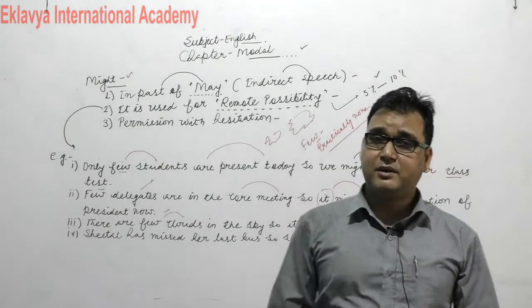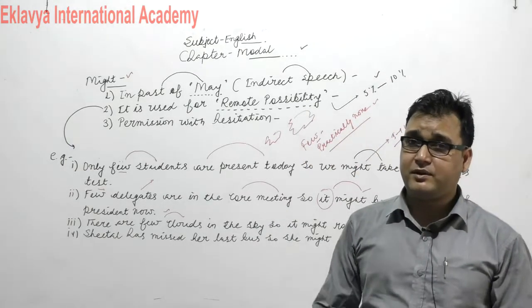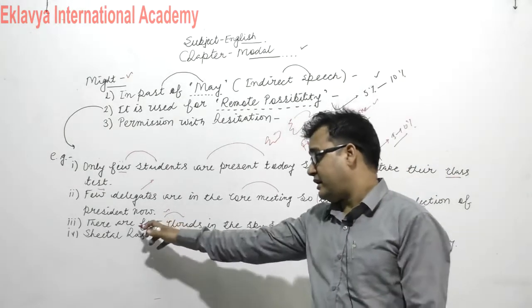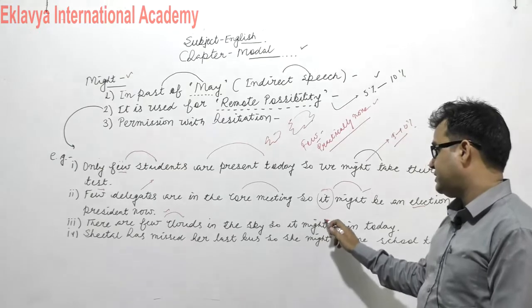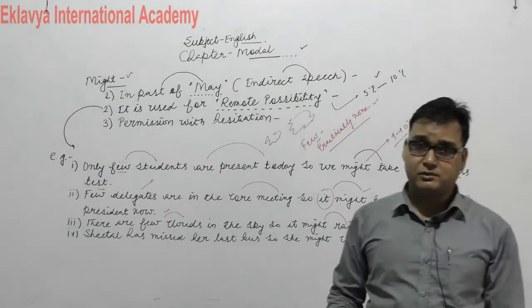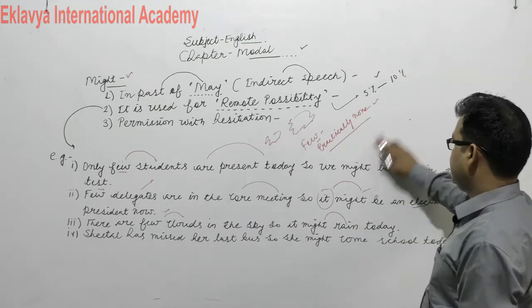clouds are the symbol of rain. I already told you in our last class when we had the example of may there in possibility, okay? There are few clouds, okay? Few clouds are in the sky, आकाश में, so it might rain today. तो आज शायद ही बारिश हो. You may get confused with the word like that, like might rain.